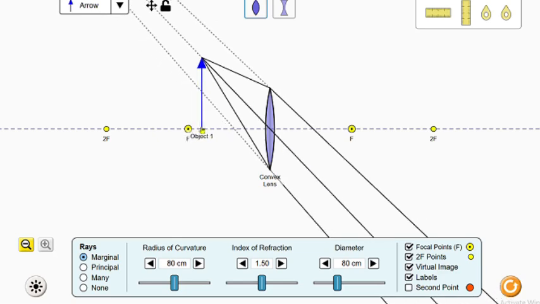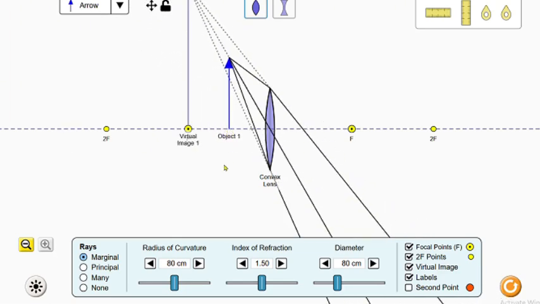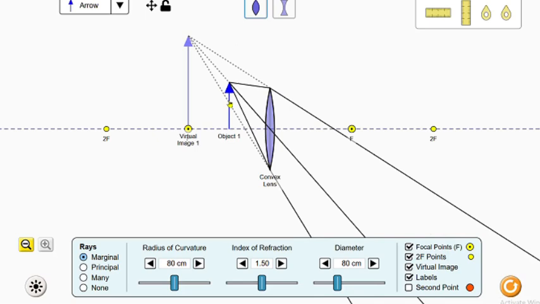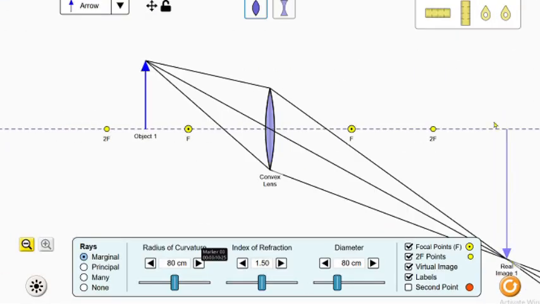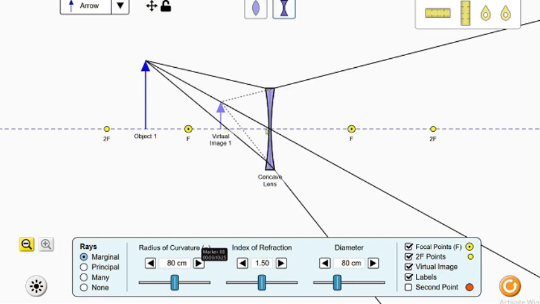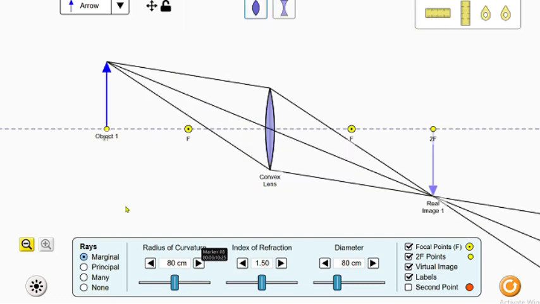Finally, let's place the object between F and the lens. For the convex lens, the rays diverge after passing through the lens. When extending backwards, they form a virtual, upright, and magnified image on the same side as the object. For the concave lens, as always, the image is virtual, upright, and smaller, very close to the lens this time. This shows the biggest difference in image characteristics between the two lenses. The convex lens magnifies, while the concave lens minimizes.